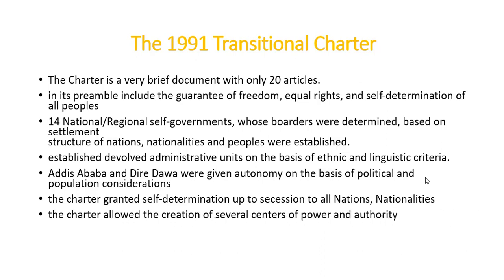Thirdly, the Charter allowed the creation of several centers of power and authority, and different associations, especially political parties, flourished following the promulgation of the Charter. Thus, political pluralism is another departure of the Charter from the Ethiopian constitutional tradition.